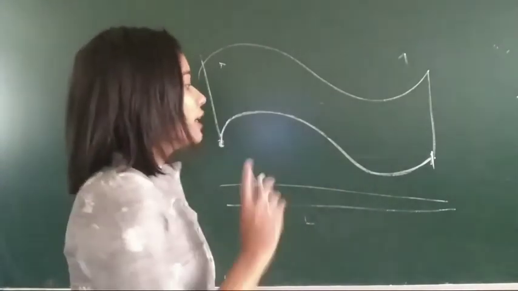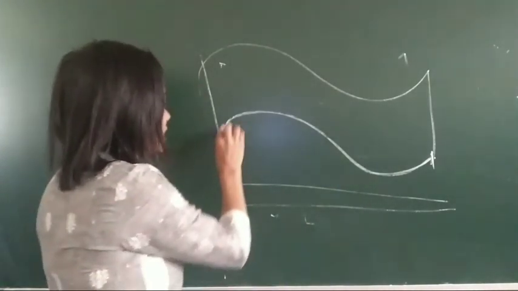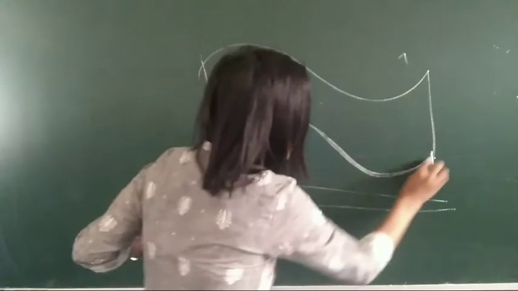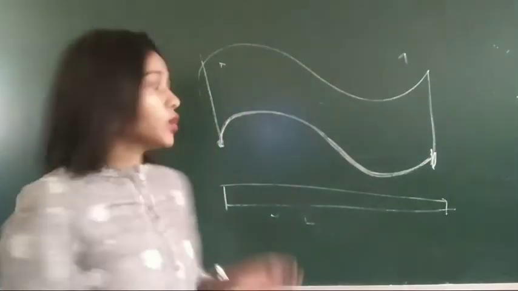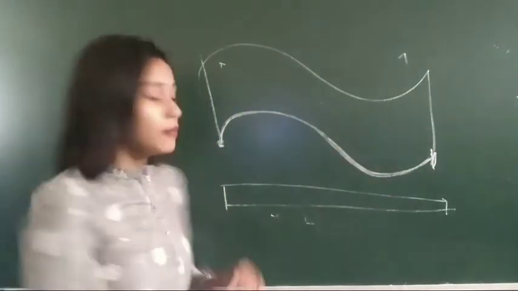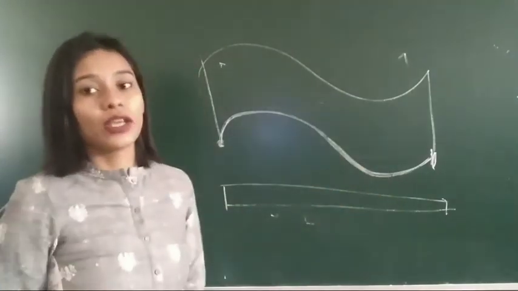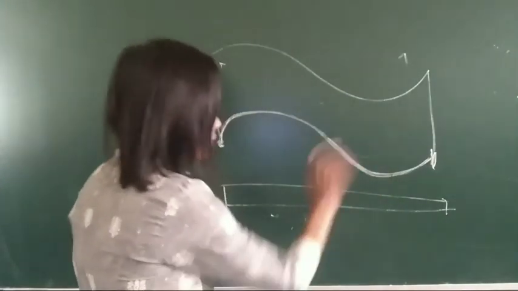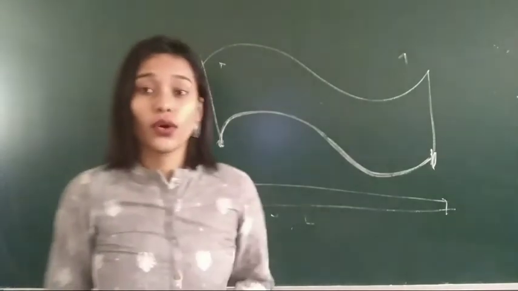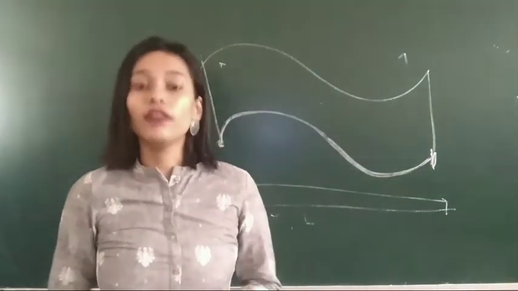So now, to avoid that, place it in this way and mark at the end. Later on, remove the thread and measure it with a ruler. You will get the correct measurement. So, in this way, we can measure a curved object.